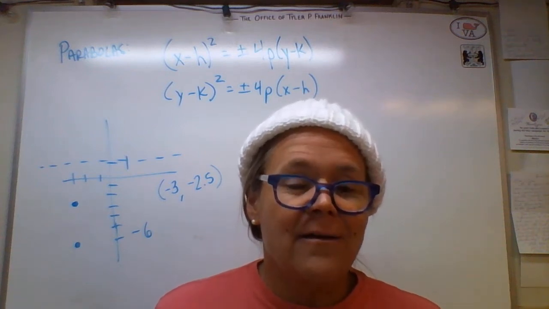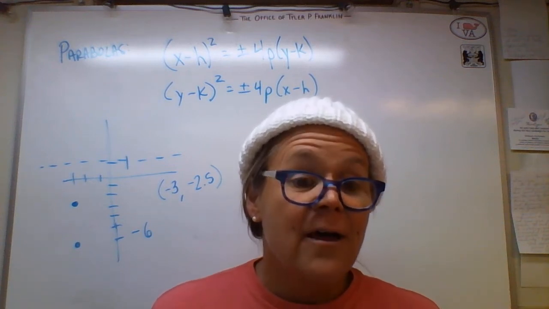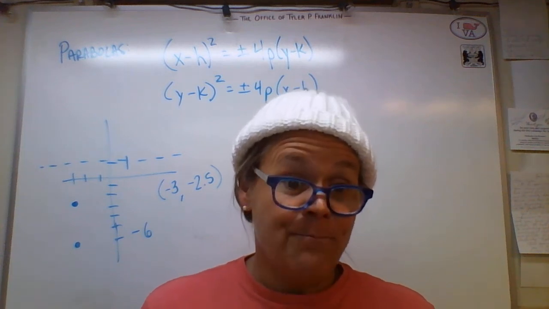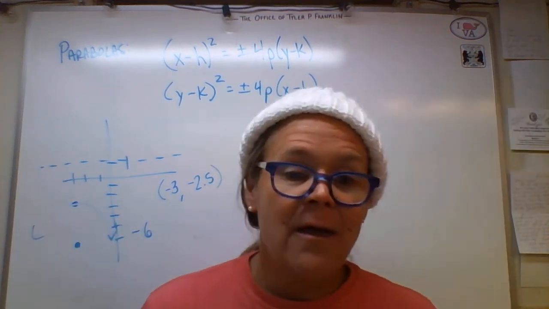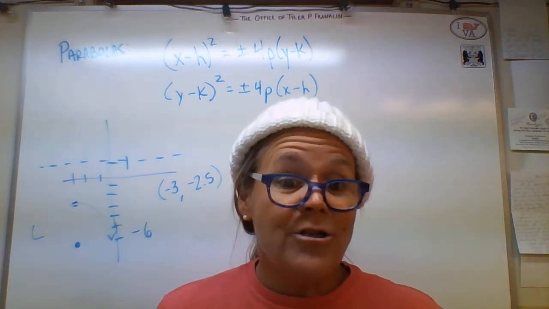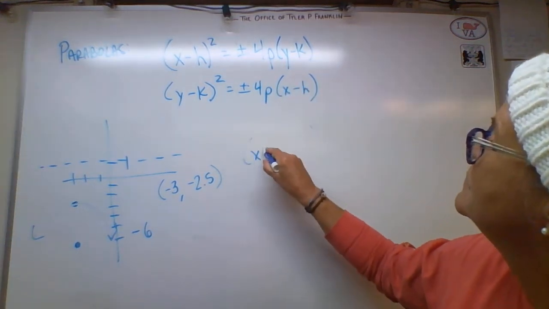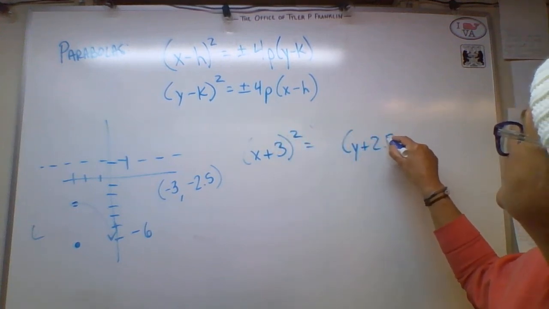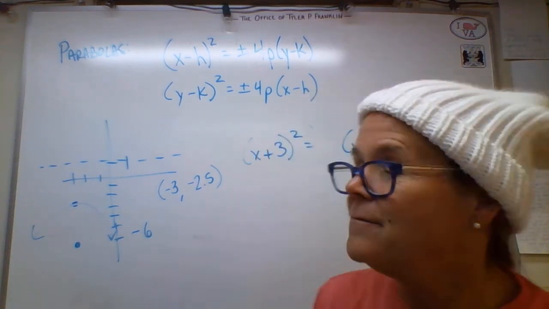So your x is negative 3, your y is negative 2.5. Focus is inside the parabola, so that means that has to be an upside down parabola, which means it has to be an x squared. So put your x in with your x, your y in with your y. It opens down, so it's got to be negative.